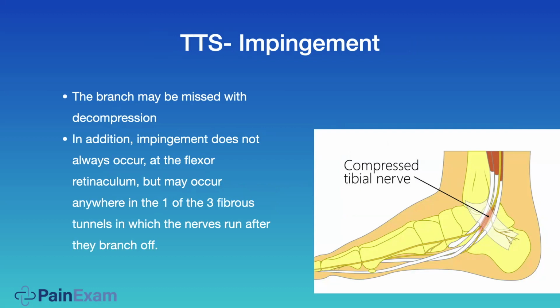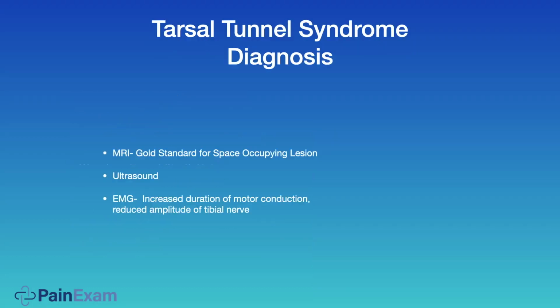Here's a calcaneal branch running distally and more posteriorly towards the calcaneus. One or any of these branches can be missed with surgical decompression, because the impingement does not always occur at the flexor retinaculum, but in one of three fibrous tunnels into which these nerves branch and run.